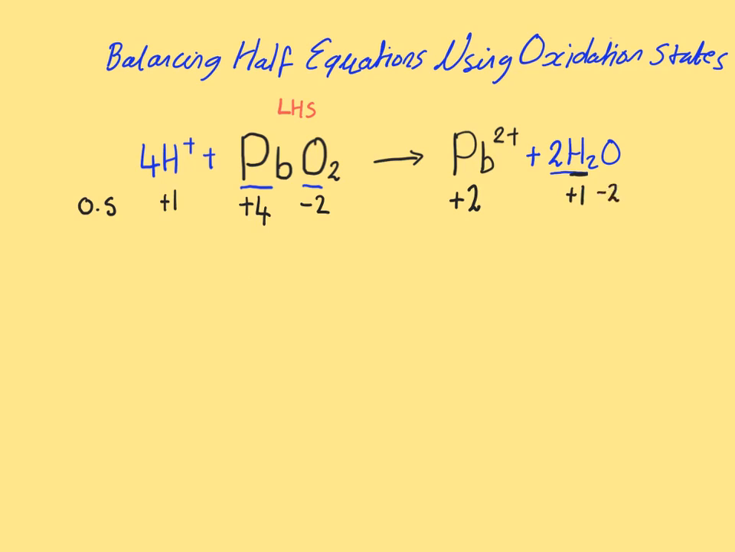And therefore immediately we can see that lead has gone from +4 to +2. It's gone down the ladder, it's taken 2 electrons, it's been reduced. And since it's gone from +4 down to +2, it must have taken 2 electrons, and since it's taken electrons, they must appear on the left-hand side. That is the oxidation state method.